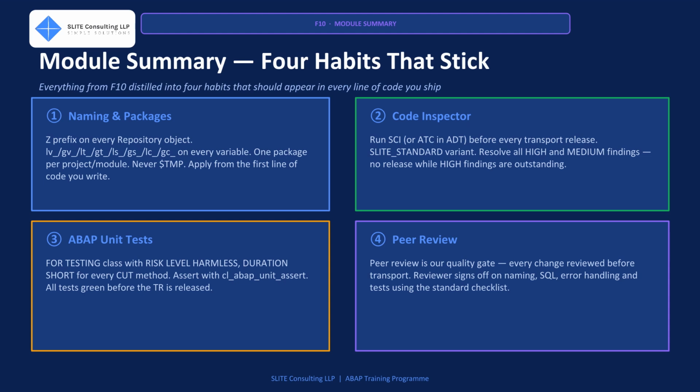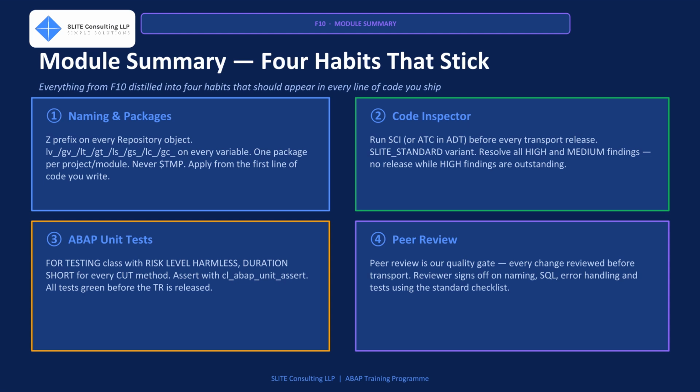2. The code inspector. Run SCI or ATC in ADT before every transport release. SLIGHT standard variant. Resolve all high and medium findings. No release while high findings are outstanding. 3. ABAP Unit tests. A FOR TESTING class with risk level harmless and duration short for every CUT method. Assertions through CL_ABAP_UNIT_ASSERT. All tests green before the TR is released.